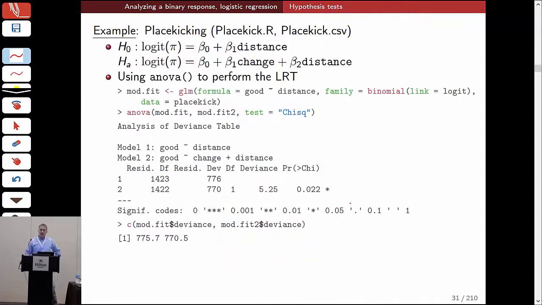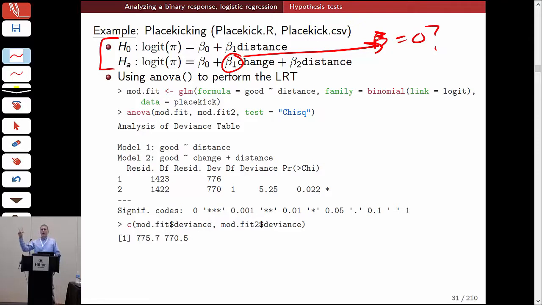So this is the hypothesis test that I'm interested in. The H0 model has distance in it. The HA model has both change and distance in it. So in other words, I'm testing, is this beta equal to 0 or not?